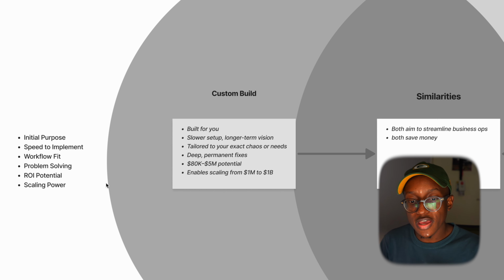And with this, we have 80K to 5 million potential. So we have a high ceiling of growth potential within this, and it enables scaling from where you are to where you want to be. For example, 1 million to 1 billion.